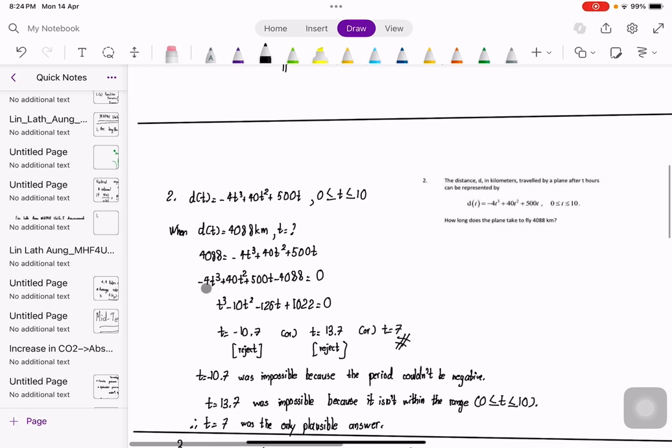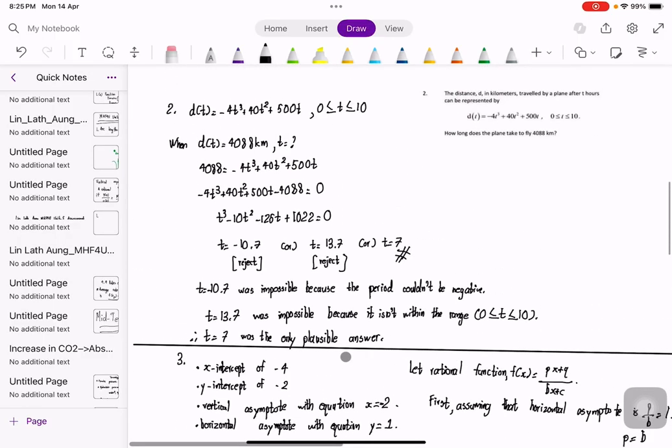So here we get this equation, and then I use a calculator, and the factored form becomes simplified, and then we get 3 types of answers. Let's look at which would be the plausible answer.